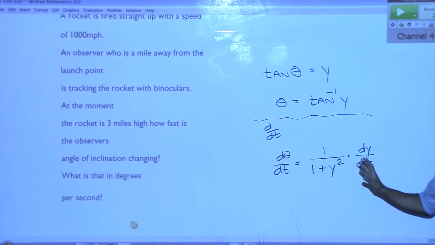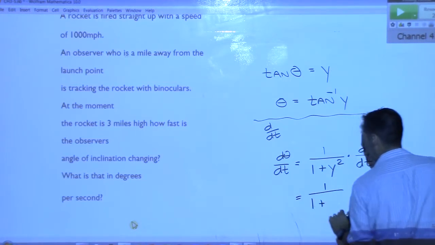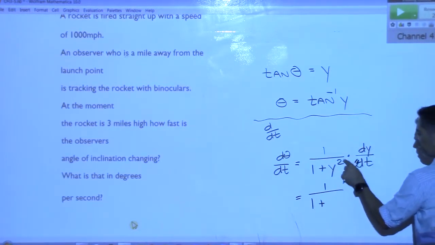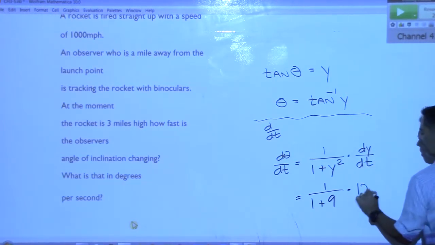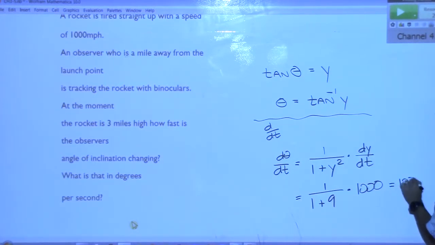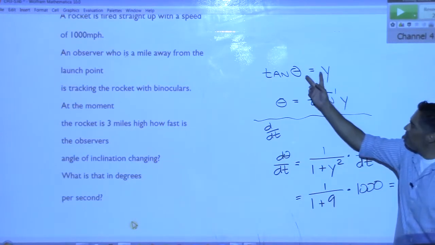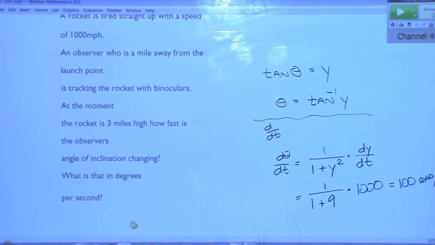Do y'all see that? So if I just work this out, this would be 1 over 1 plus, what was y? 3. 3, so 3 squared is 9, and then times dy dt was 1,000, and this is going to be 1 over 10, so this is going to give you 100 again, isn't it? So you get the same answer. You should get the same answer, shouldn't you? So this is 100 radians per hour. Do you see that just this real quick little piece right here made this math a lot easier?